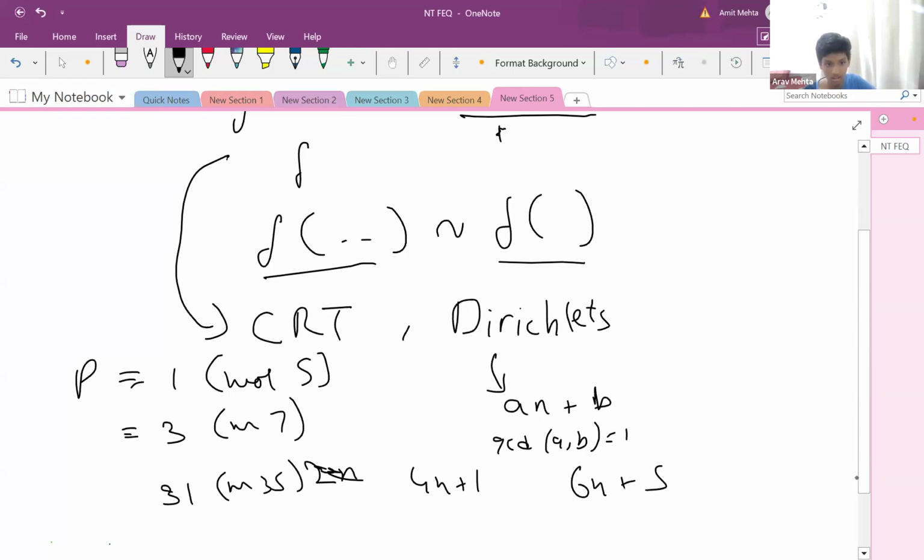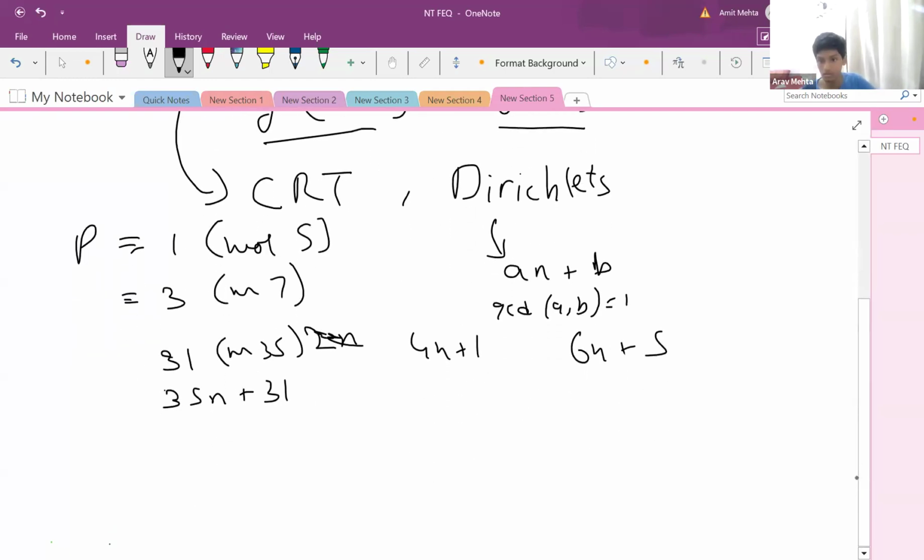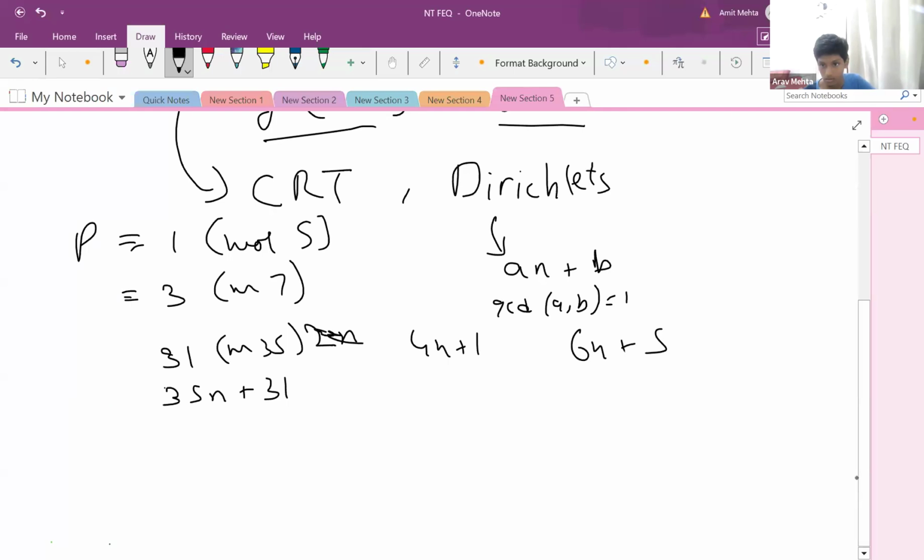So p has to be 31 mod 35, and we can find the prime p such that it lies in this AP. And then you can choose such a p. You can choose infinitely many such p. So is this clear? Okay, I'll take that as a yes.